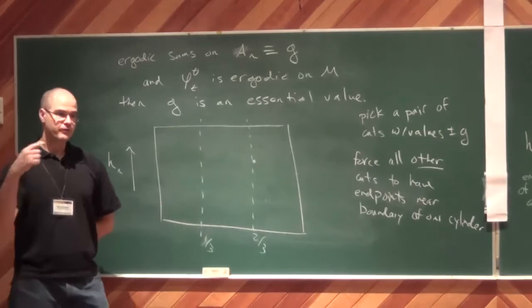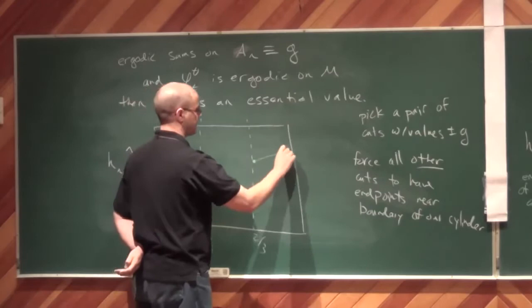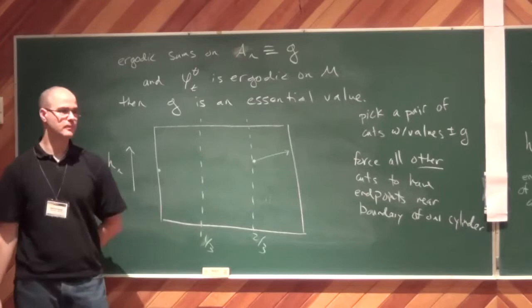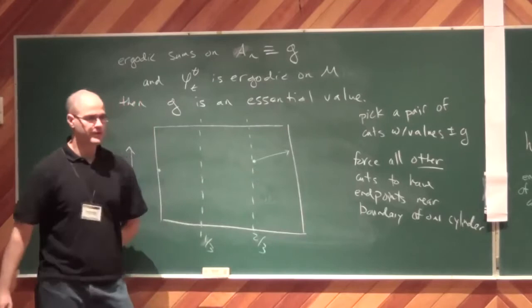Okay? I also get to place this was the starting point of the cut, so now it flows off. And I get to place the finishing endpoint wherever I want by passing to another subsequence, and I'm going to put it near the boundary. Okay. So in addition to this small component, there's some integer number of times that it completely crosses the cylinder, and then it stops very near the boundary.